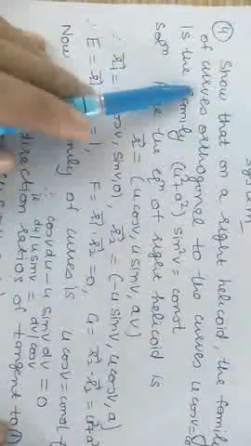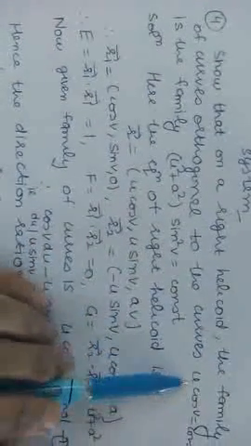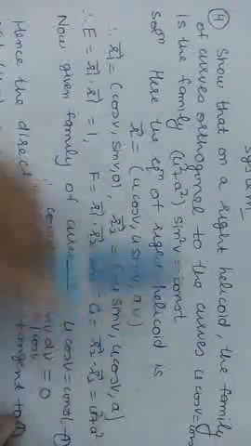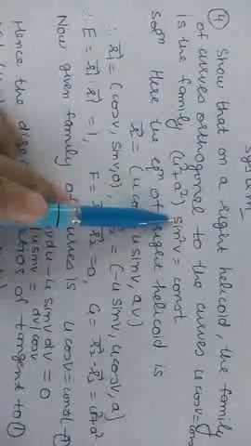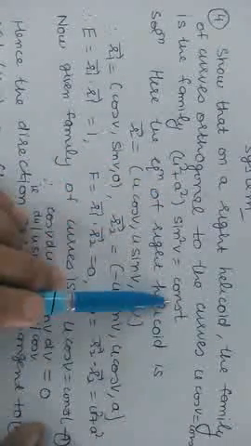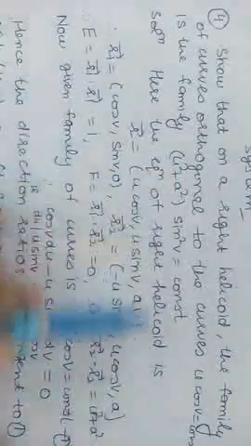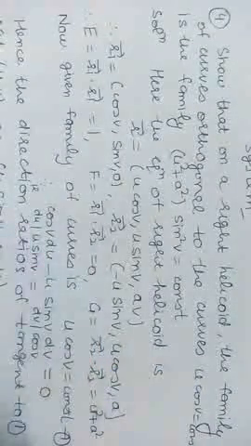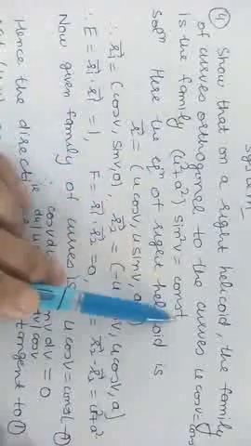The next problem is, show that on a right helicoid, the family of curves orthogonal to the curve u cos v is equal to constant is the family (u square plus a square) into sin square v is equal to constant. So we are given one family, and we are to find a family which is orthogonal to this family of curves, and we are to prove that that family of curves is given by this equation.